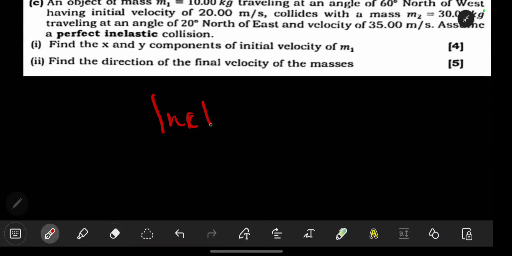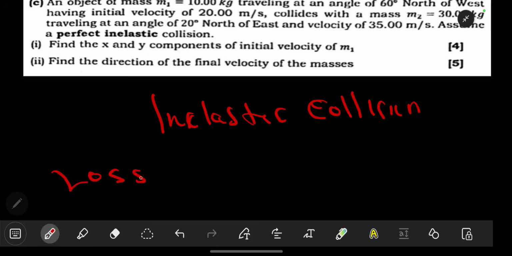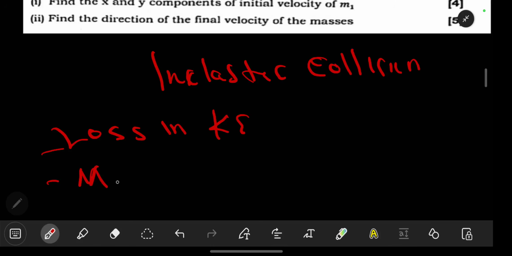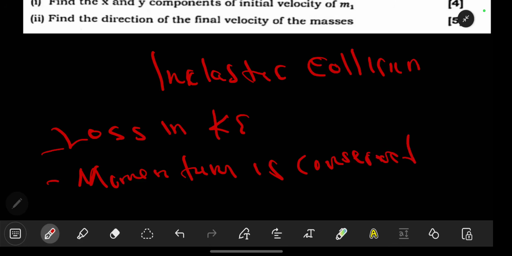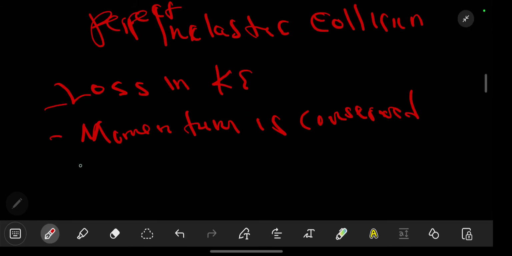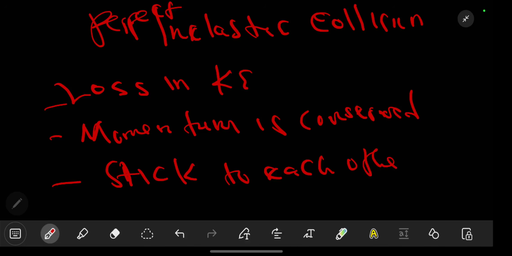So inelastic collision is the collision where there is a loss in kinetic energy, and momentum is conserved. Then if we add perfect inelastic collision, that means to say they stick to each other. So this is what we mean.